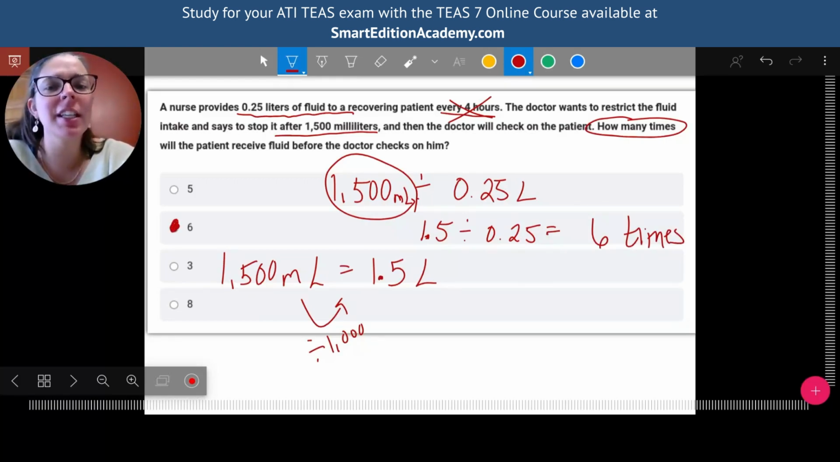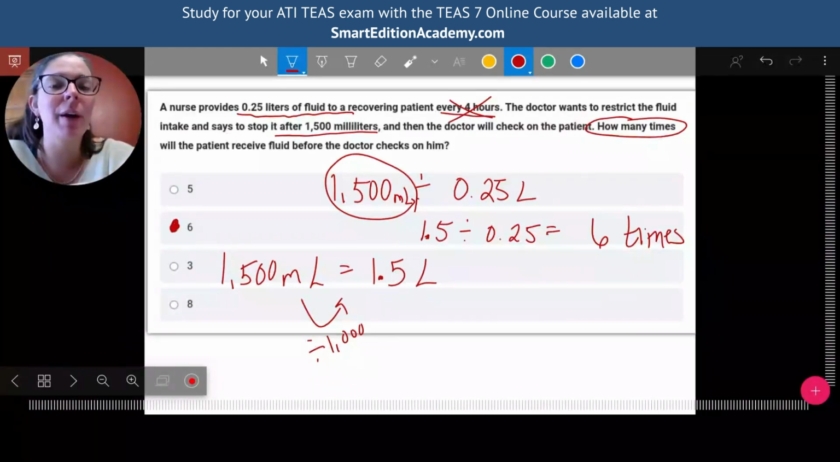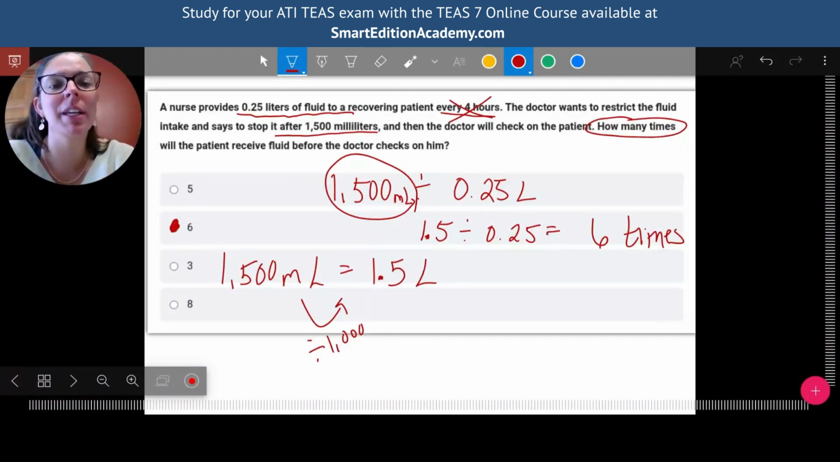Another question that I could see them asking from something like this would not just be how many times they are receiving fluid, but how long it would take to reach that total intake of 1,500. So that's when the 4 hours may come in handy, because if it takes 6 times and every 4 hours they're coming, that would take 24 hours to receive all the fluid. So that could be another question that would add another layer of thought to a question like this.